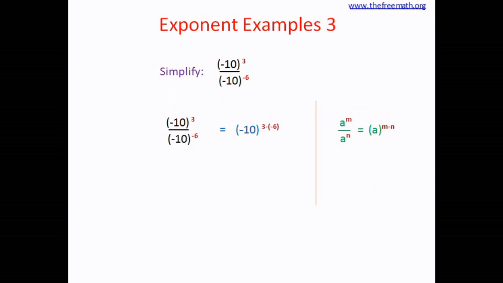What you get is negative 10 to the power of 3 minus negative 6. 3 minus negative 6 means 3 plus 6, and 3 plus 6 equals 9. So the answer is negative 10 to the power of 9. Again, if it is asked, we can calculate the value of this number, but we do not need to calculate the value. All we have to do is simplify. So the answer to this problem is negative 10 to the power of 9.